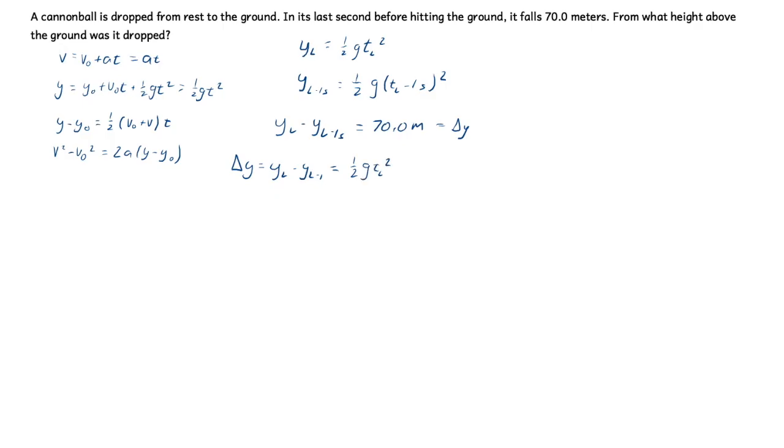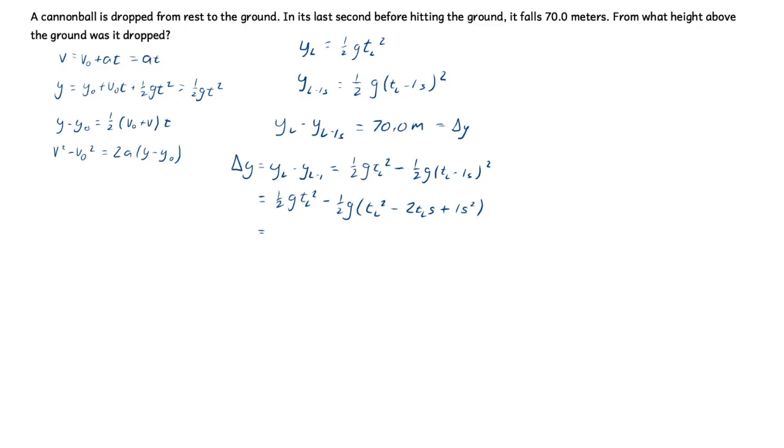So this is y sub L, 1/2 g t squared, and then we're going to subtract from that 1/2 g times (t sub L minus 1 second), and we square that. The next step is going to be to simplify. So we'll want to expand what's in here, then combine any like terms that result. So this will be t sub L squared minus 2 t sub L times 1 second plus 1 second squared.